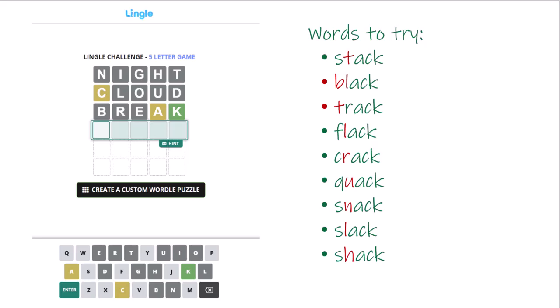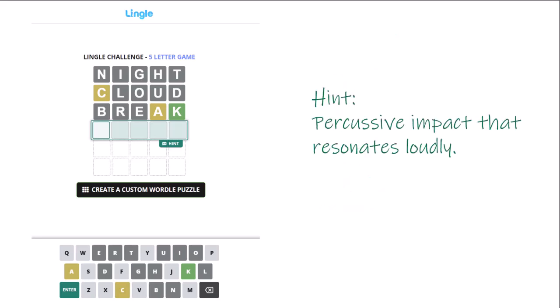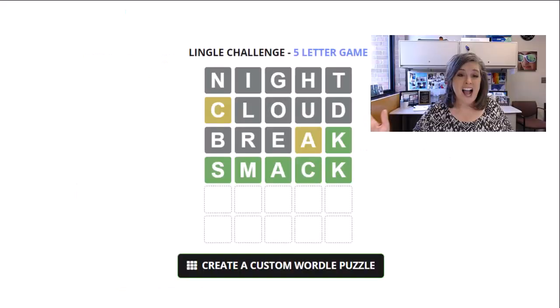But they do have these Wordle hints online, right? And so what if I told you, like if we don't know what word this is, and maybe you've thought of it by now, I don't know. I had a hard time. But let's say that you don't know, but you get a hint, right? And the hint is percussive impact that resonates loudly. And you're like, oh my gosh, it's smack, right? Like you totally get it.